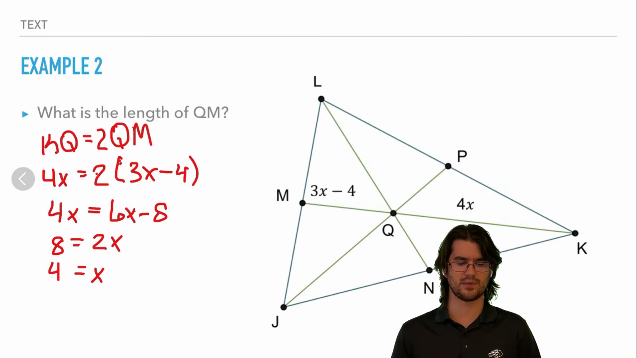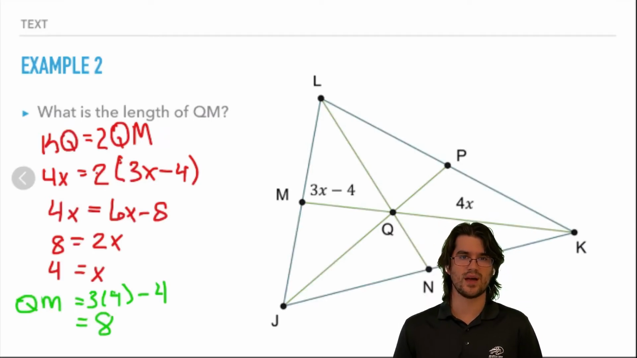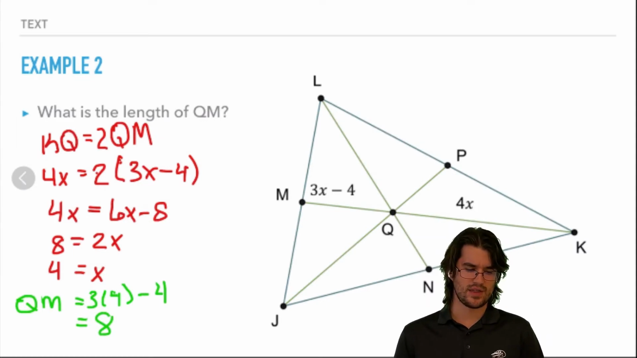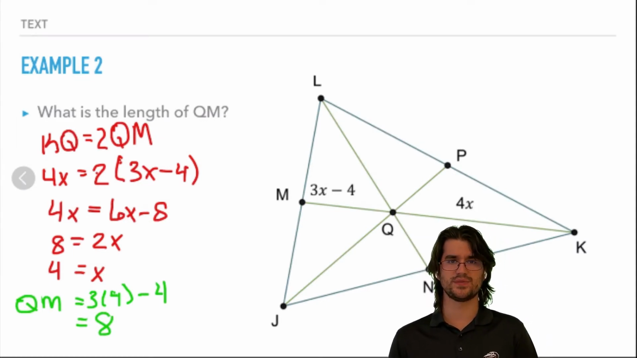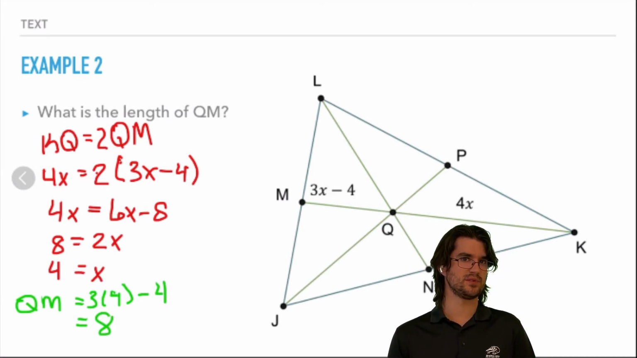But we need to be careful that we're answering the question that was actually asked. We weren't asked what's x, we were asked QM. QM is 3 times 4 minus 4, or 8. And we'll double check that everything works. That means that KQ is 4 times 4, which is 16. And so the bigger segment is twice the size of the smaller one, which is exactly what we assumed. So we did our math right.